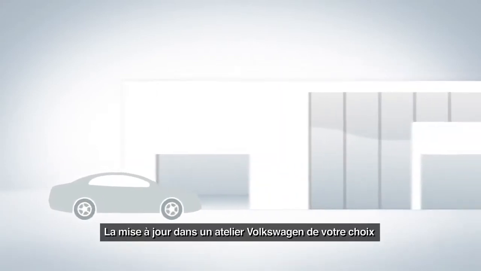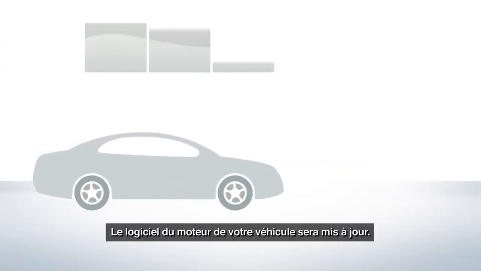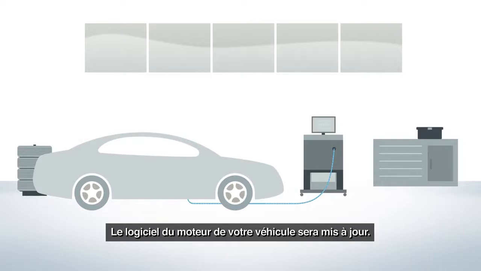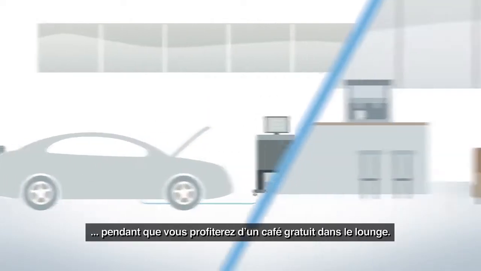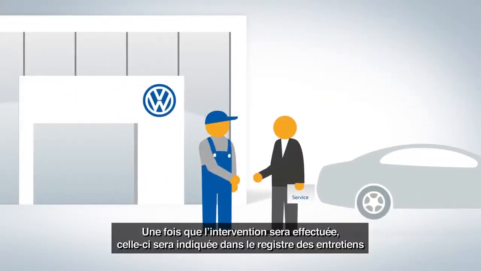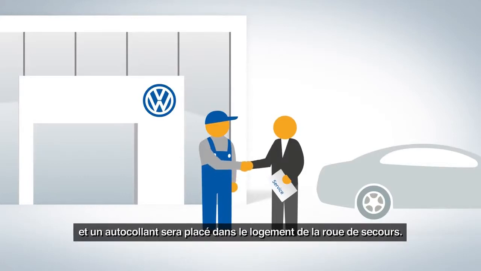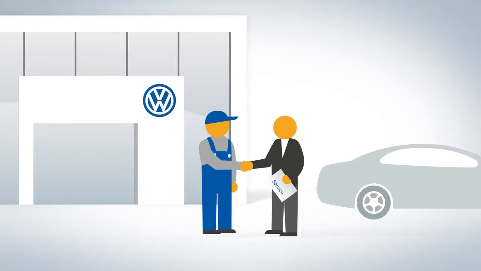The refitting in a Volkswagen workshop of your choice will take approximately between 30 and 60 minutes, depending on engine and measure. Your car will receive an update of the engine software. The 1.6-liter engine additionally gets a component, while you can enjoy a coffee in the lounge. The implemented measure is documented by making an entry in the service book and placing a sticker in the spare wheel well. This refitting is of course free of charge for you. Find more information at Volkswagen.com.